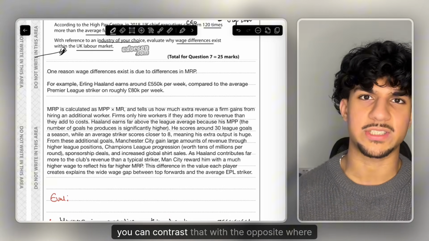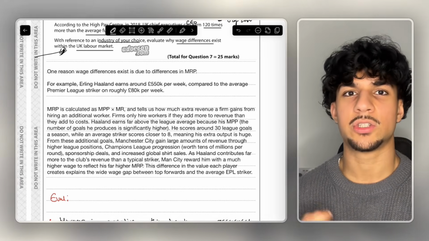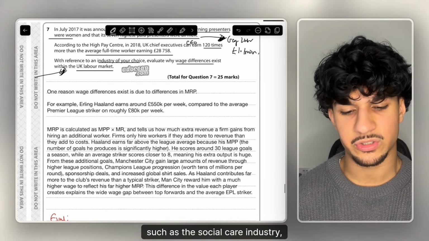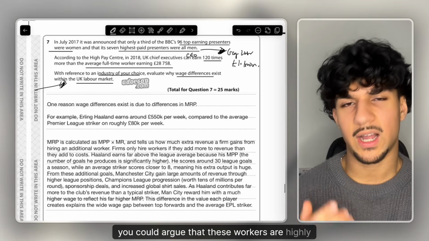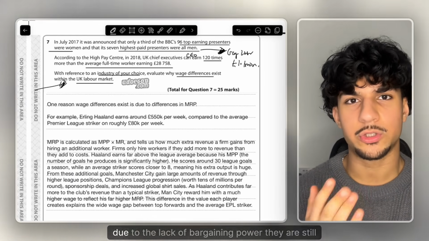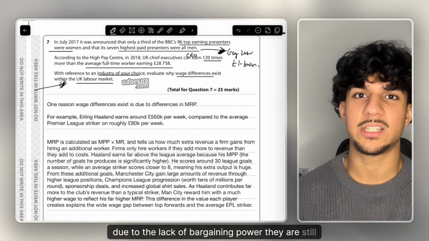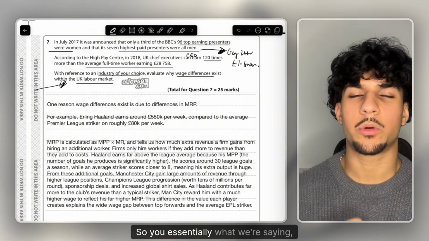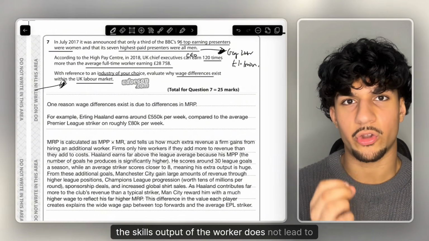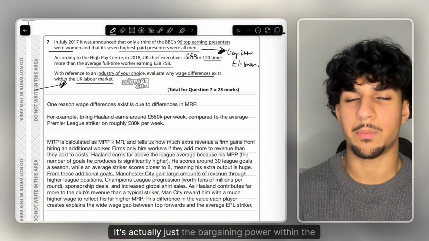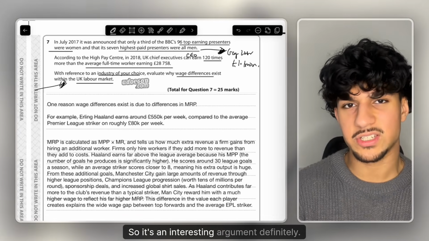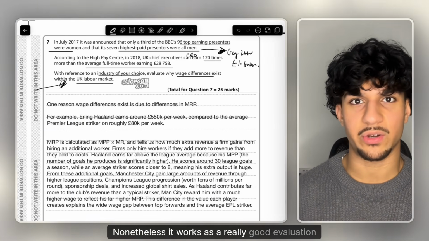You can contrast that with the opposite, where nurses and the healthcare industry, such as the social care industry, you could argue that these workers are highly skilled, highly productive. However, due to the lack of bargaining power, they are still paid low wages. So essentially what we're saying is that the skills and output of the worker do not lead to wage differences. It's actually just the bargaining power within the industry. So it's an interesting argument, definitely. Nonetheless, it works as a really good evaluation point.